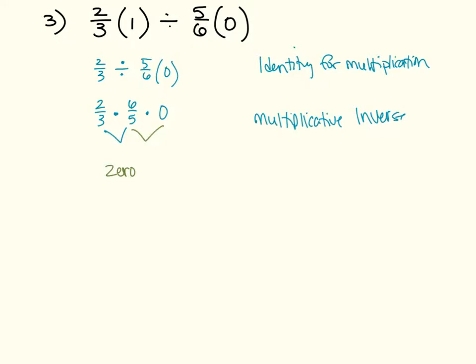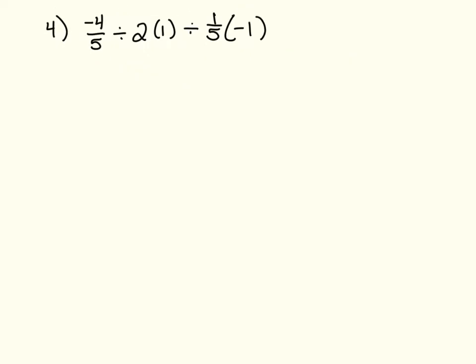Okay, so go ahead and move on to the last problem. This problem is something that you need to do on your own. And when you are done, check with me to get your answers. So on your worksheet, go ahead and write down this fourth problem. It's -4/5 divided by 2 times 1 divided by 1/5 times -1.